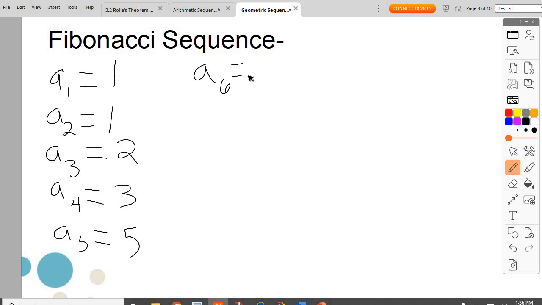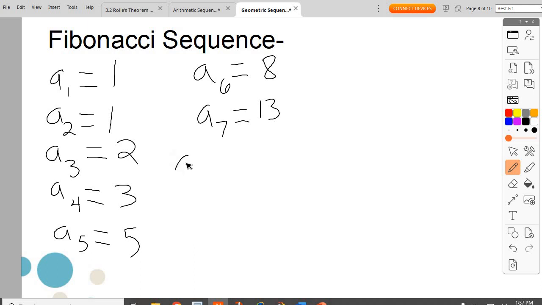Any guesses as to what a sub 6 is going to be? 8. It is. And a sub 7 would be? 13. So, in general, what are we doing to find the next term? Adding the last one with the other one. Like 5 and 6 to get 7. Yes, so we're adding the 2 previous terms to get the next term.